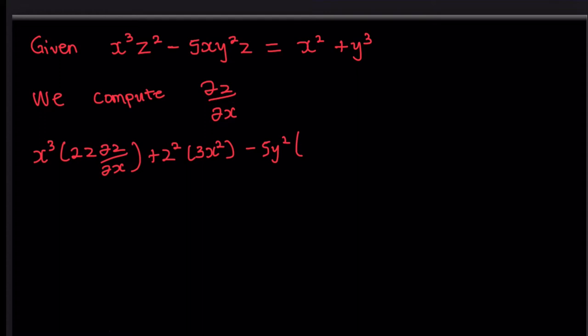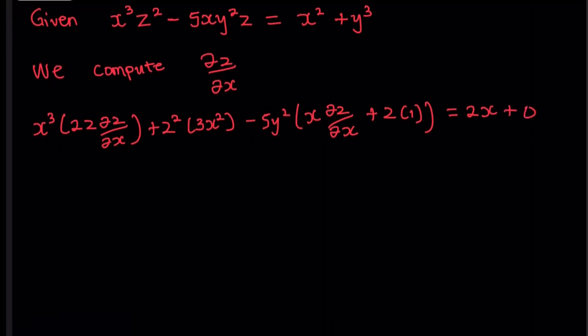So now let's keep x and differentiate z. That will give us del z del x, plus we now keep z, differentiate x with respect to x. That's going to give us 1. Then it's equal to differentiate x squared with respect to x. That's going to give you 2x. Now you differentiate y cubed with respect to x. In this case, y is now a constant, so that's going to give us 0.